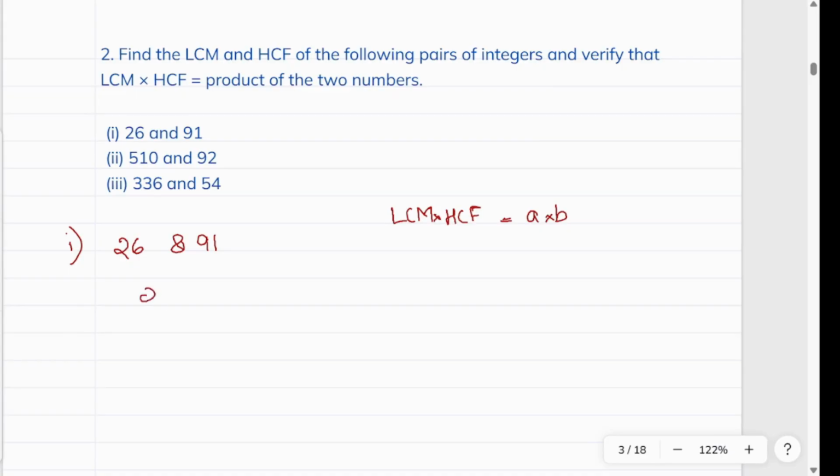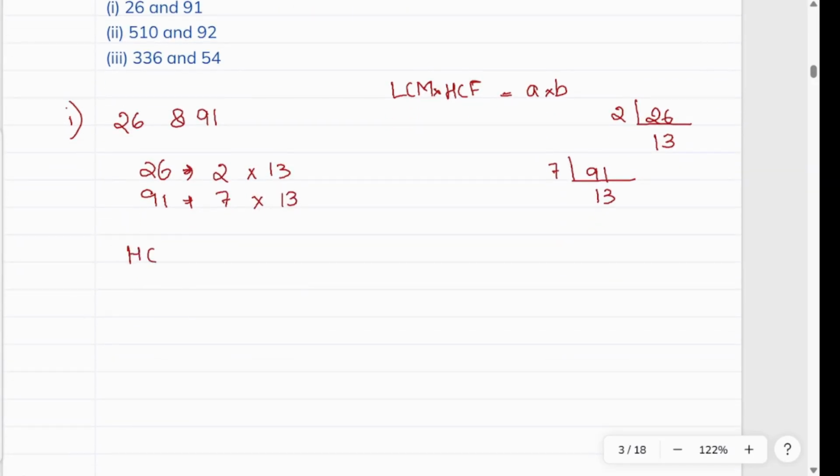First we have to find the factors of 26. What are the factors of 26? 26 can be factorized by dividing by 2, and you will get 13. So the factors are 2 into 13, right? Similarly, 91 can be written as what? 91 is divisible by 7, which gives 13. So 7 and 13. So what is the HCF here? HCF is 13. Okay. Now what about the LCM? LCM equals 2 into 7 into 13, right?